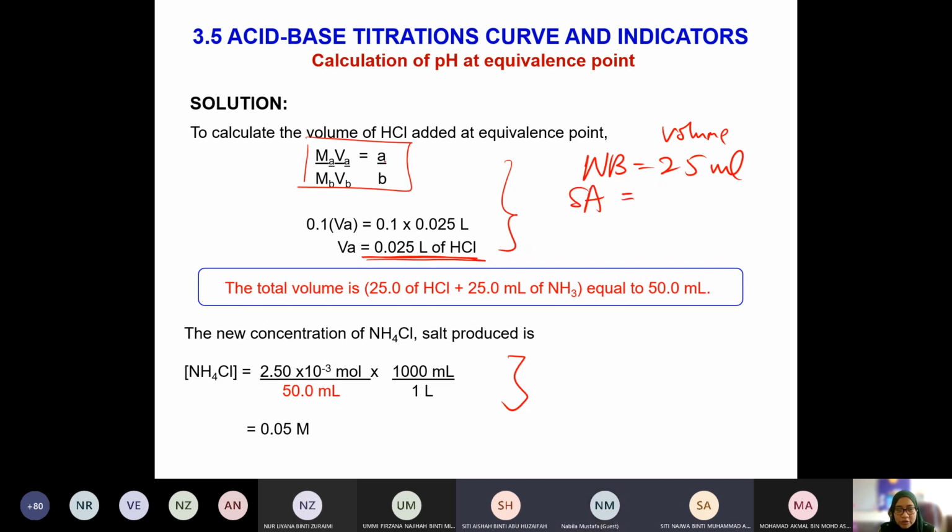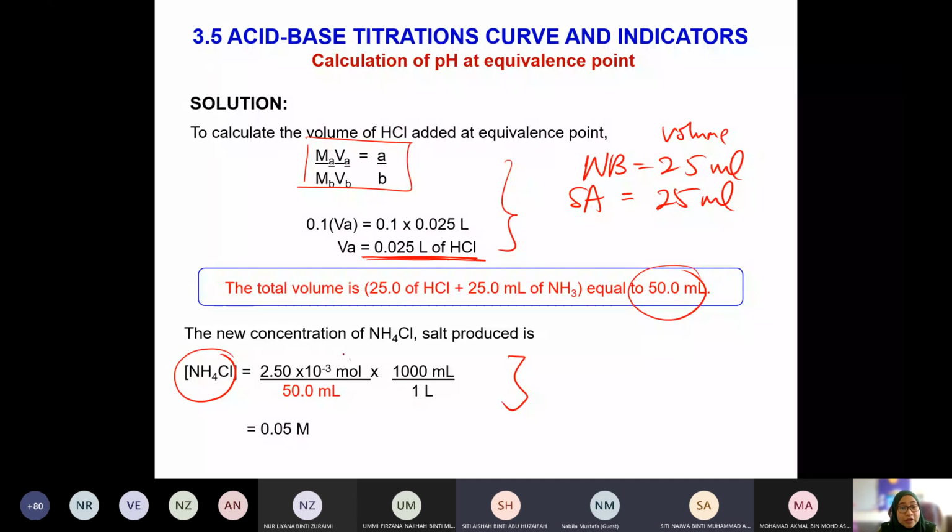So you kena guna this one. So you still dapat 25 ml. And then you totalkan the volume, you got 50 ml. And then you find out the concentration of NH4Cl. So this is something that you have to do before you insert into the salt dissociation and salt hydrolysis punya step. Inilah tambahan step dia tu yang you kena prepare. Okay, sebab concentration is no longer the same because the volume is now changed.